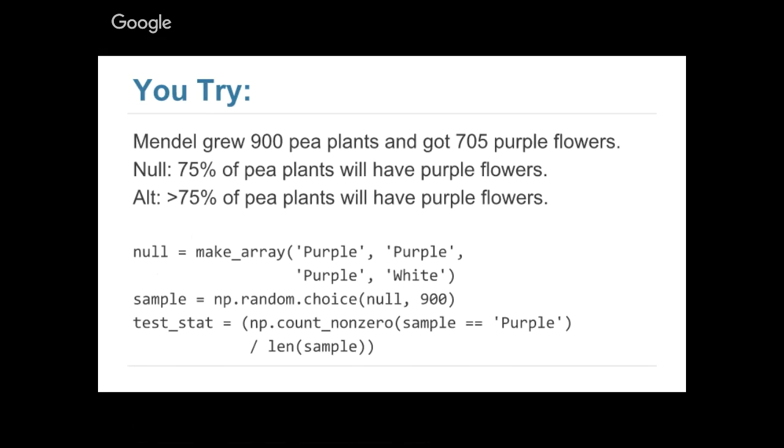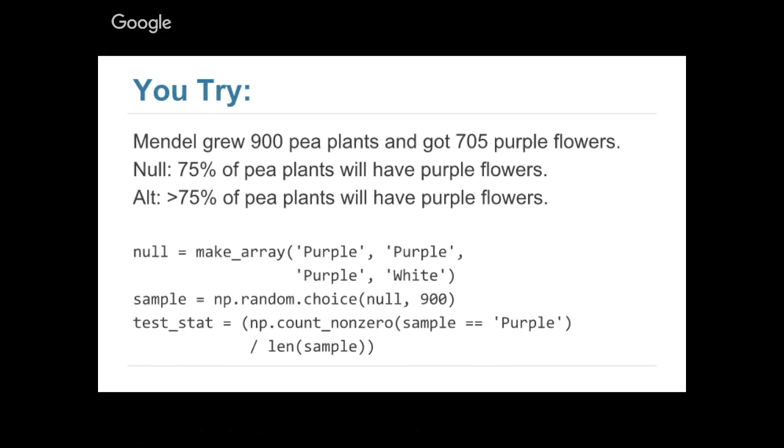Any more questions? Yes? That's right. So I'm trying to pretend to be Mendel, right? When I'm drawing a sample, I need to draw a sample the same size as my original sample, which is 900. Because I'm trying to see, in samples of 900 pea plants, what proportion of those are usually purple.